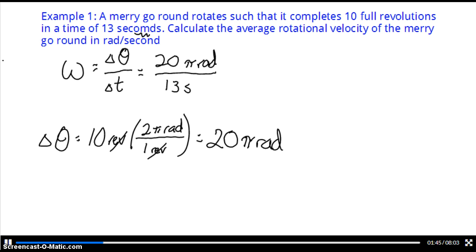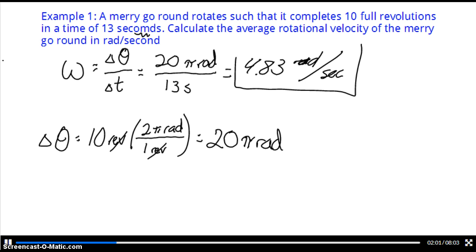So we have our change in theta, 20 pi radians, over our time, which is 13 seconds, and 20 pi radians divided by 13 seconds gives us 4.83 radians per second.